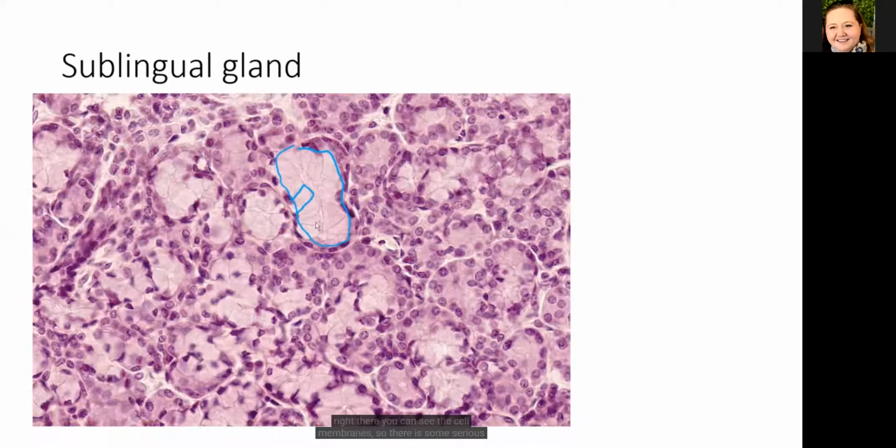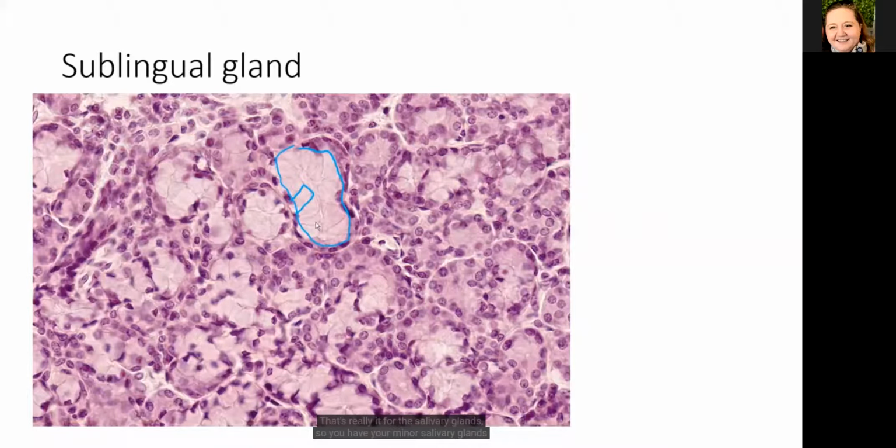So there is some serous secretion. There is a small amount of alpha amylase and lysozyme produced by the sublingual gland. However, the vast majority of its secretion is mucus. So technically, it is a seromucus gland like the submandibular gland, but practically, it is pretty much only making mucus. That's really it for the salivary glands.